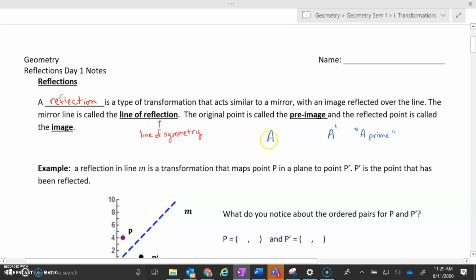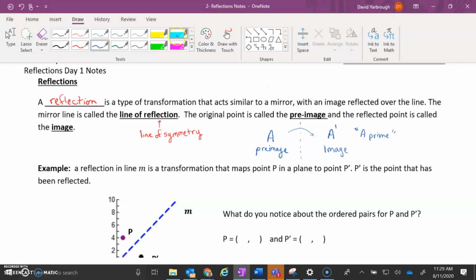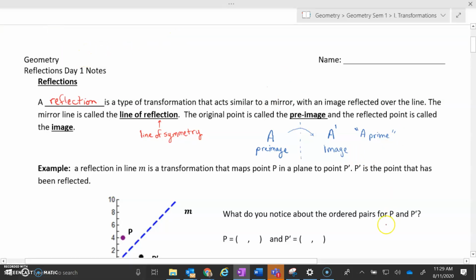Okay? So point A would be considered the pre-image, and then something happens to it like a reflection, let's say it's reflected over, and it turns into something like A prime, and A prime is going to be called the image. Okay? So that's a little bit of basic vocabulary before I just start talking.